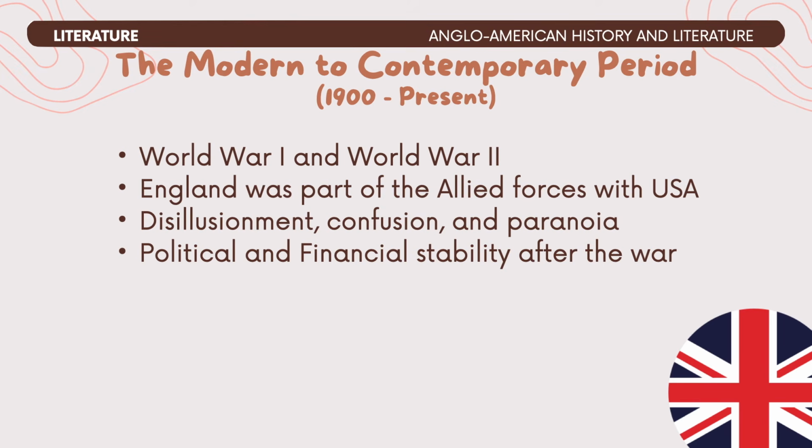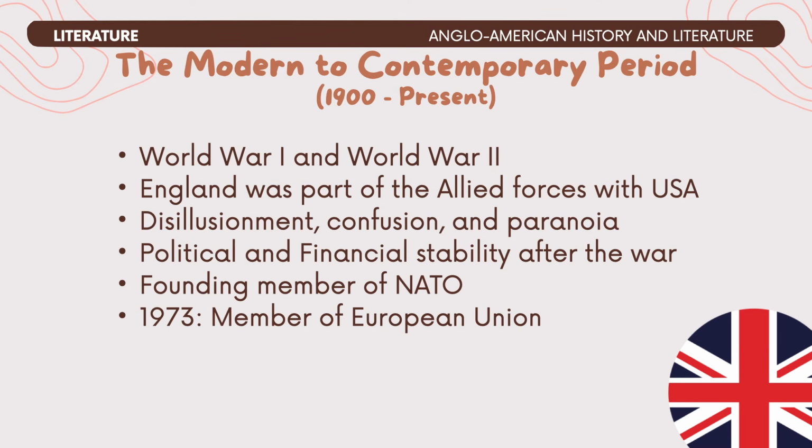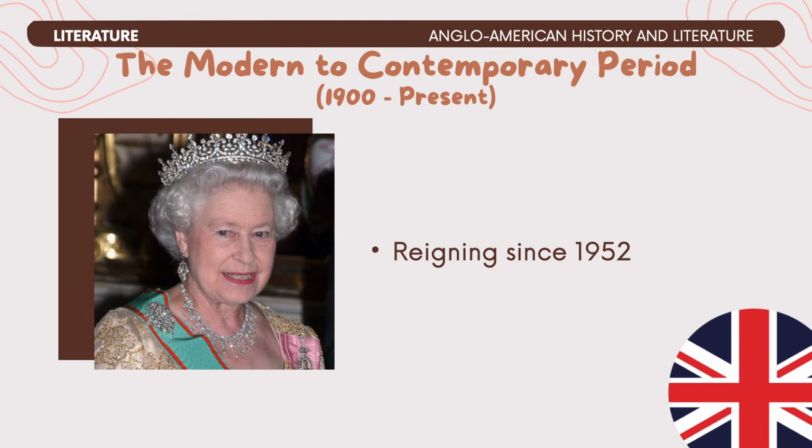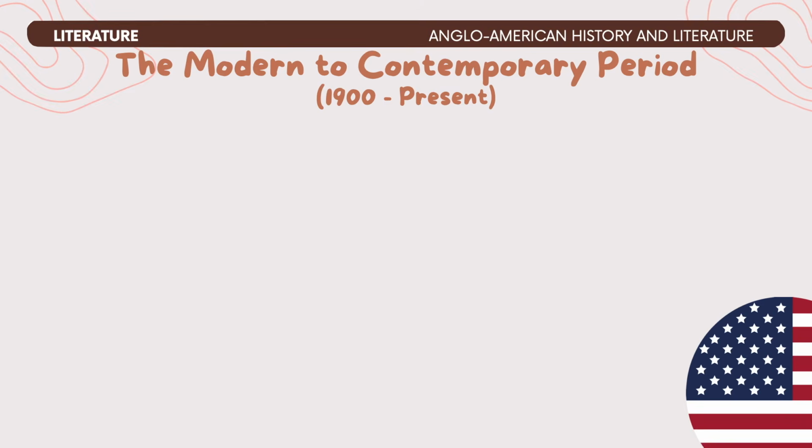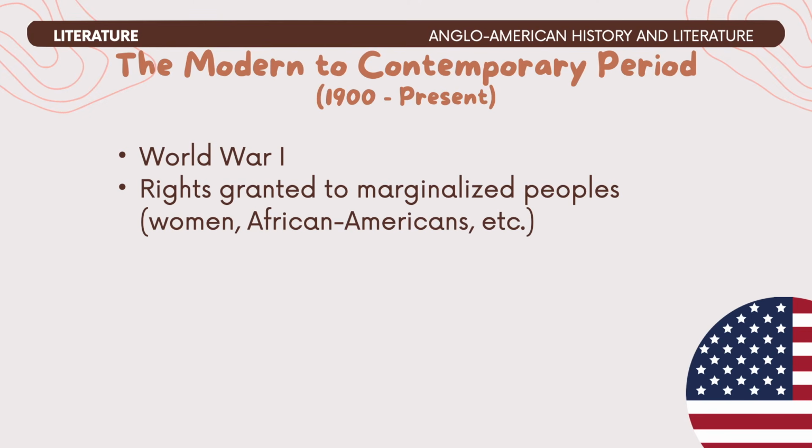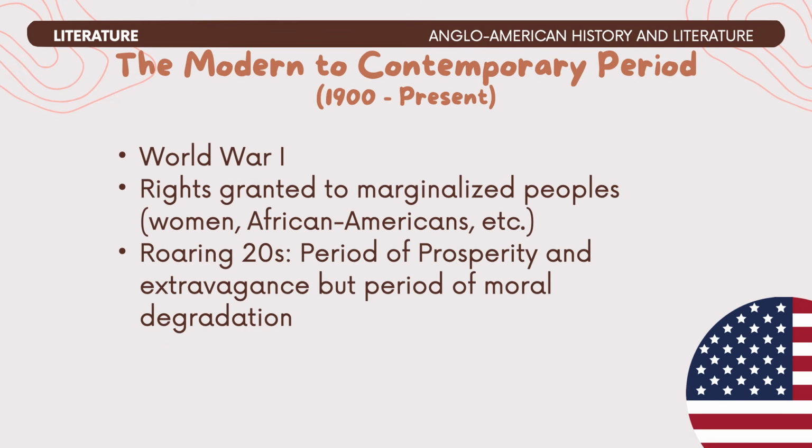The UK was a founding member of the North Atlantic Treaty Organization, or NATO, and in 1973 it became a member of the European Union. And ever since 1952, Queen Elizabeth II had been reigning. On the other hand, the United States also participated in World War I. More and more rights were granted to marginalized peoples like women, the African Americans, and many others. The Roaring Twenties, or the 1920s, was a period of prosperity and extravagance, but also a period that saw moral degradation. In 1929, the Great Depression hit the country and many Americans were unemployed.